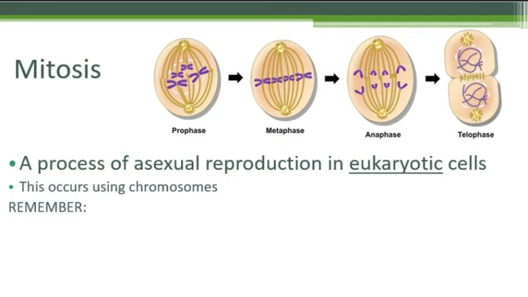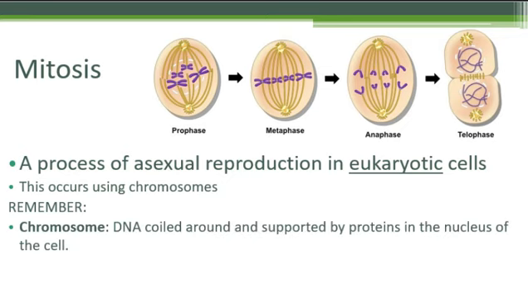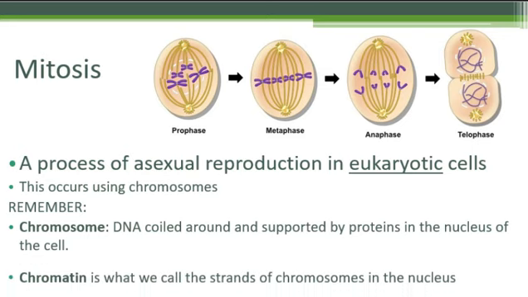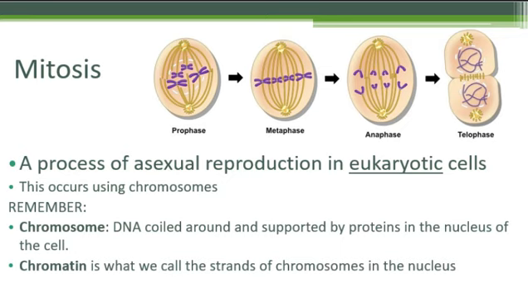It occurs using the chromosomes. It says here the chromosome is the DNA coiled around and supported by proteins. We looked at that at the end of our lecture last week. And the chromatin is what we call the strands. It looks kind of like a bowl of spaghetti. And then when it's time for cellular division, all that organizes into separate chromosomes. Remember when I told you if it looks like an X, that's because it has been duplicated. So when it's duplicated, you know we're fixing to have cellular division.